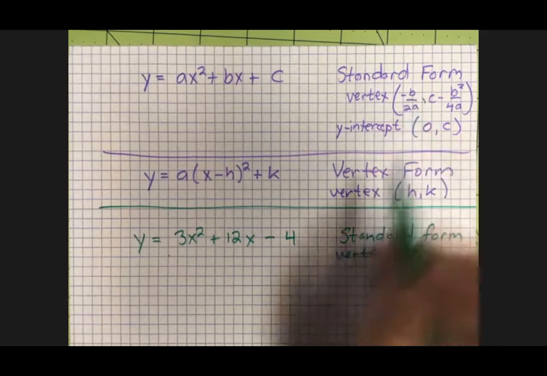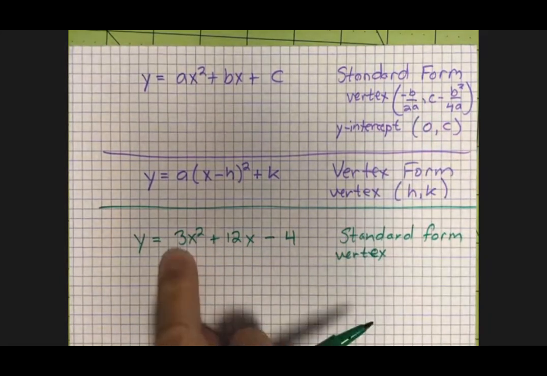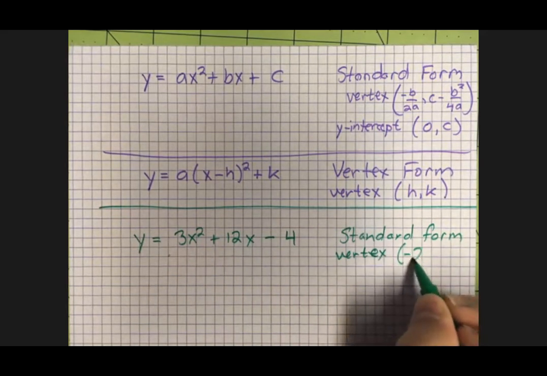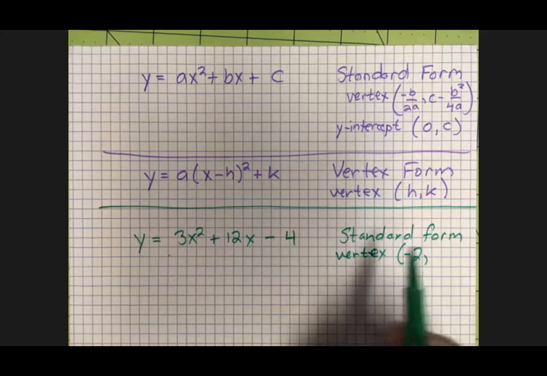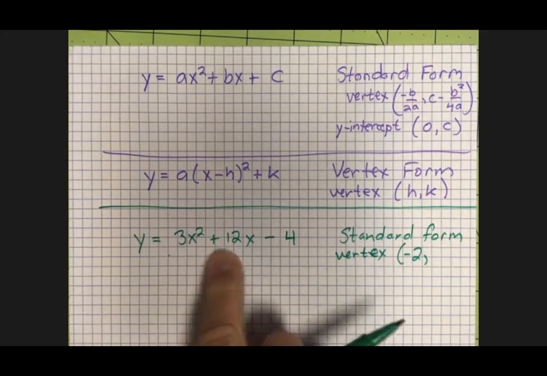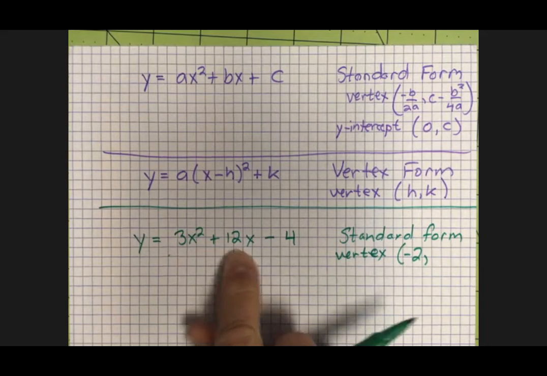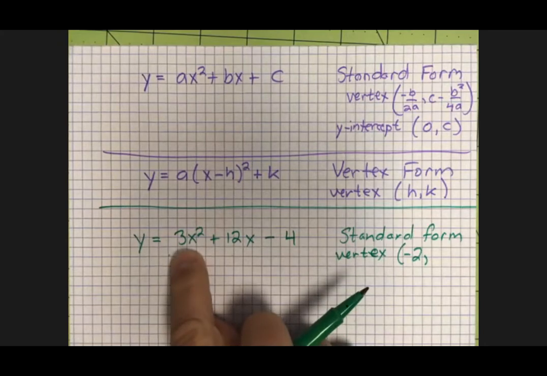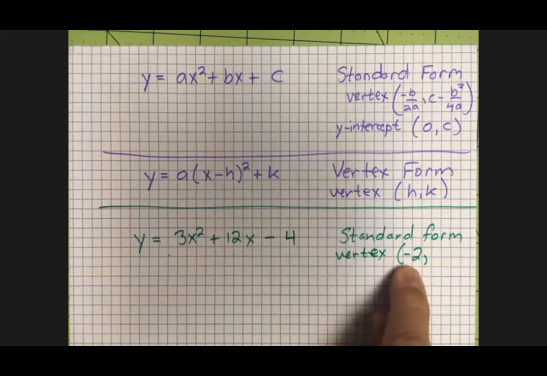Minus b over 2a, that's minus 12 over 6. What's minus 12 over 6? Minus 2. I don't want to condone doing things only in your head. You should check that out. But if you do minus b over 2a, you get minus 12 over 2 times 3. Minus 12 over 6 is minus 2.